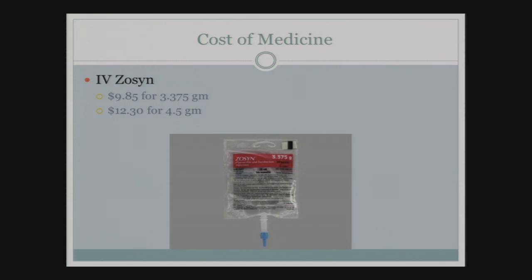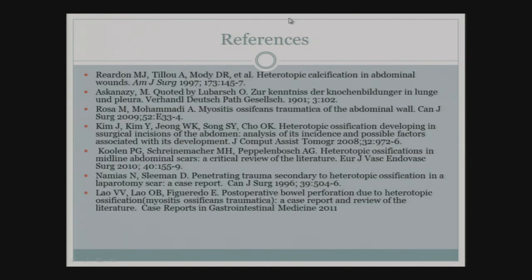Our patient received Zosyn in the perioperative setting. I know we have a lot of patients on Zosyn. The cost is $985 for 3.375 grams and $1,230 for 4.5 grams. And references, I'll be happy to take any questions.